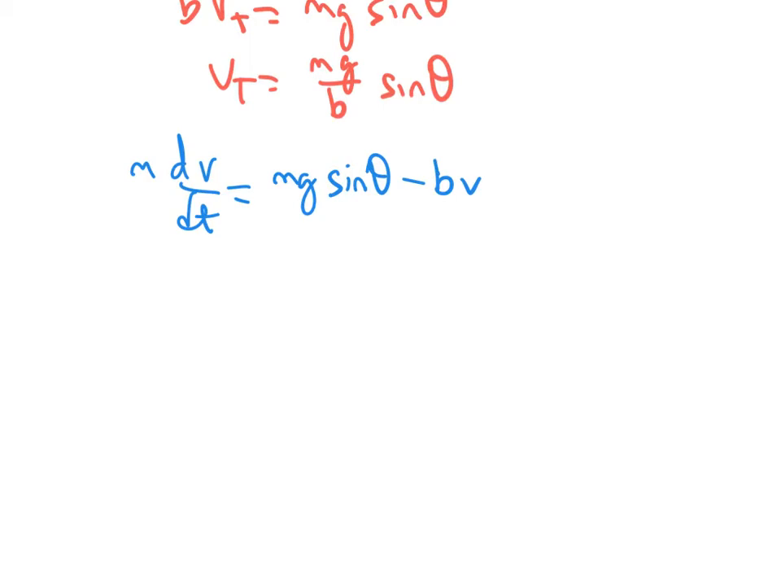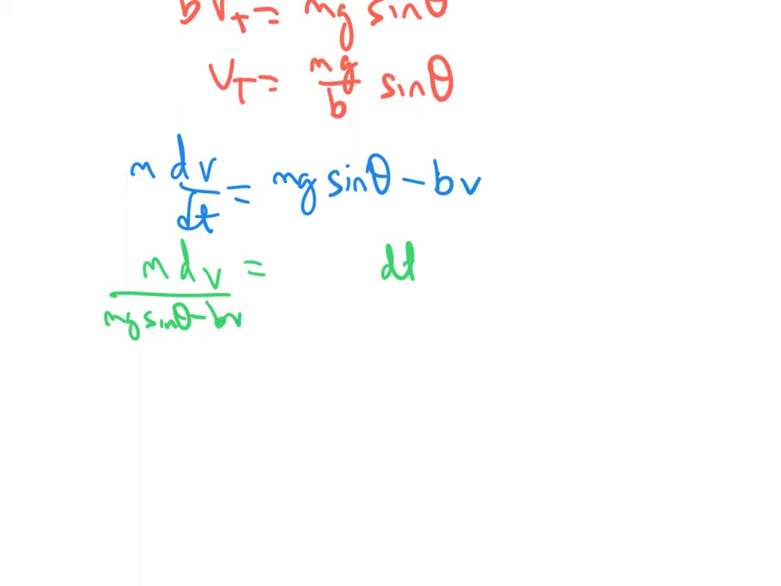As a reminder here, we have m dv/dt is mg sine theta minus bv. And what we're going to do is separation of variables. So we're going to bring dt to the other side, so we'll have m dv, and over here we'll have a dt, and then we'll bring down everything that involves bv. So mg sine theta minus bv.